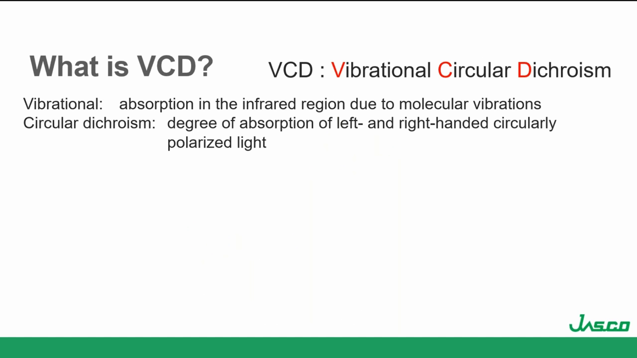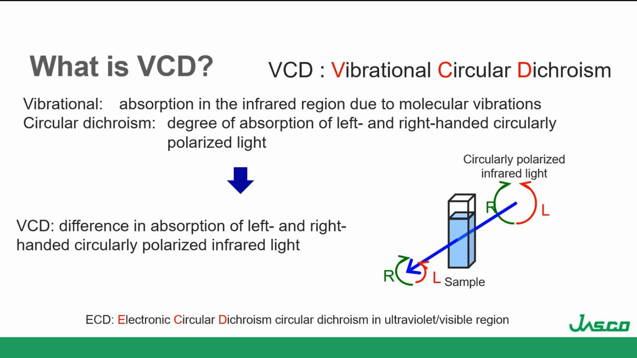So what is VCD? VCD, as I mentioned before, has the infrared as the vibrational part, and the circular dichroism is the CD part. So the vibrational, as I mentioned before, is an absorption in the infrared region due to molecular vibrations. And the circular dichroism is the degree of absorption of left and right-handed circularly polarized light. So VCD is going to measure the difference in absorption of left and right-handed circularly polarized infrared light.